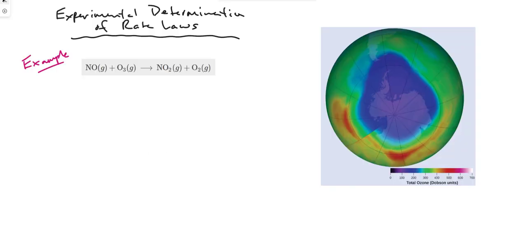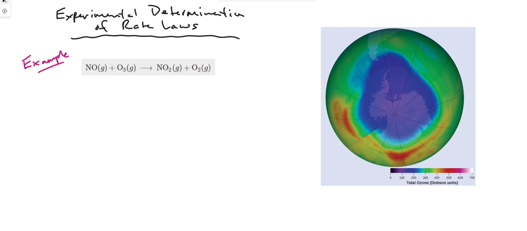So one of the major goals of this chapter is to not only understand what a rate law is, but also to derive it experimentally, either doing that in the lab or when provided data that somebody else collected. How do you establish the relationship, the rate law, that relates concentration to the actual rate of that reaction? The example here is the one that created the ozone hole in the 80s and 90s.